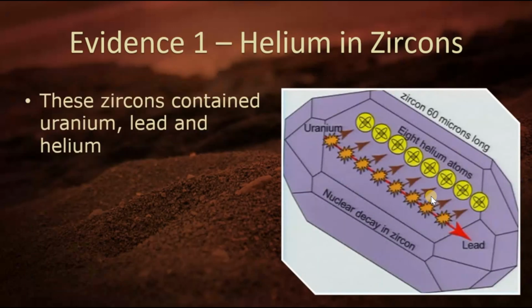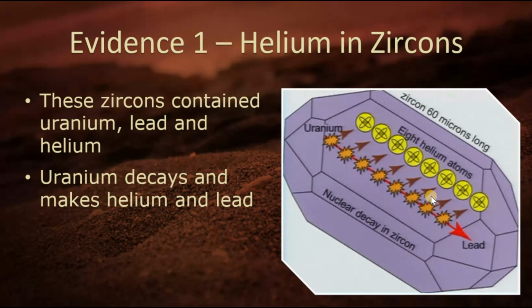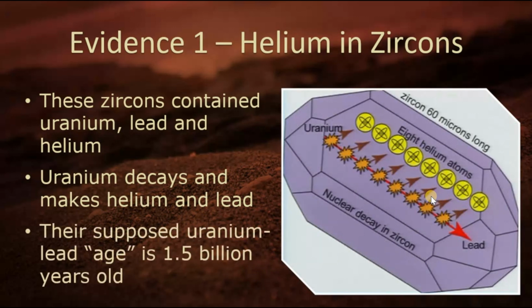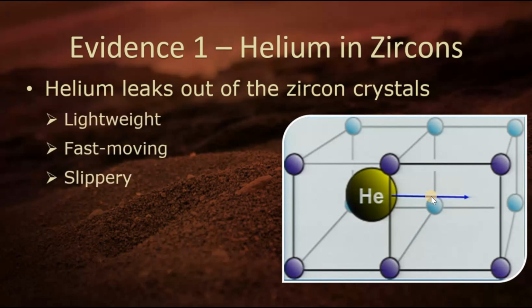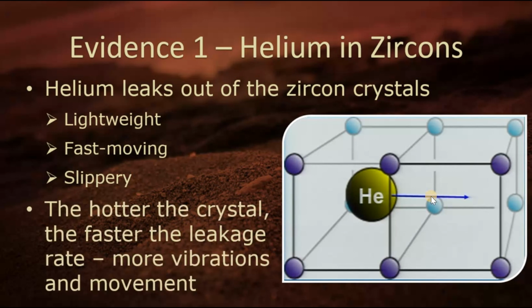So these zircons contained uranium, lead, and helium. The uranium decays and makes helium and lead. And their supposed uranium-lead age, when you decay from uranium to lead using today's rates, comes out to 1.5 billion years old. But if the zircons were really 1.5 billion years old, they should have lost all the helium. Why? Helium leaks out of zircon crystals because it's lightweight, fast-moving, and slippery. And the hotter the crystal, the faster the leakage rate, with more vibrations and movement.